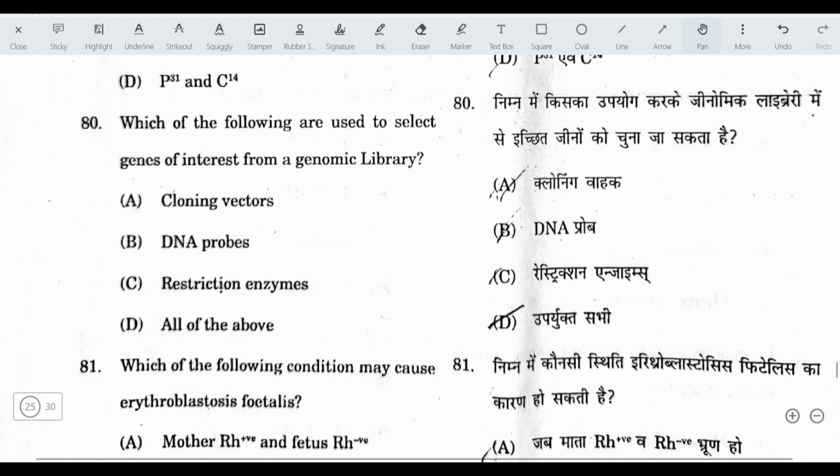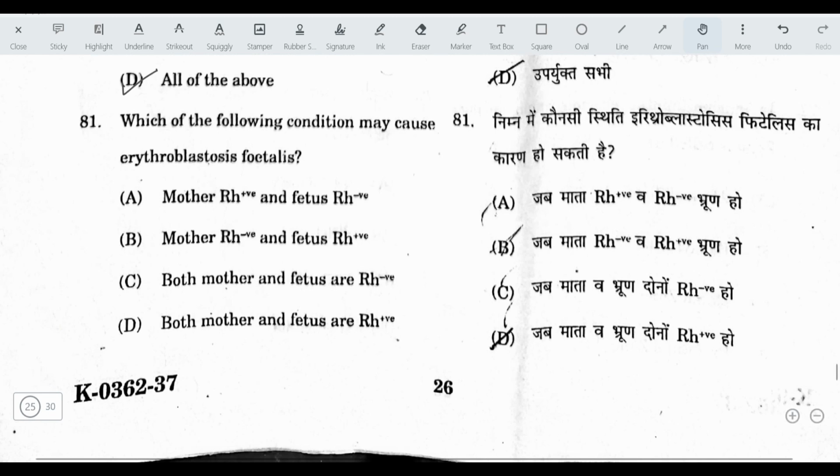Next question: which of the following are used to select genes of interest from a genomic library? So, all of the above. Cloning vectors are used, DNA probes as well as restriction enzymes are used to select the genes. Next question: which of the following conditions may cause erythroblastosis fetalis? When the mother is Rh negative and the fetus is Rh positive, then there will be Rh incompatibility.